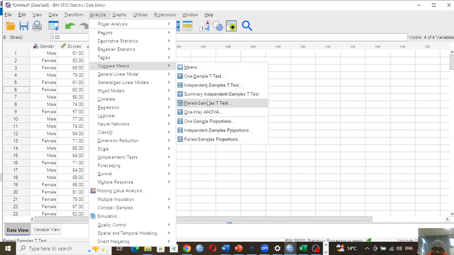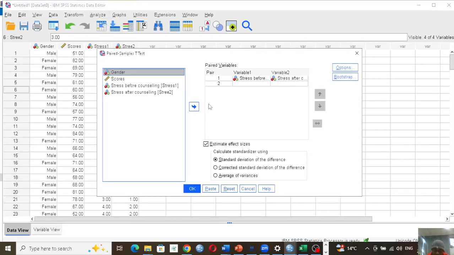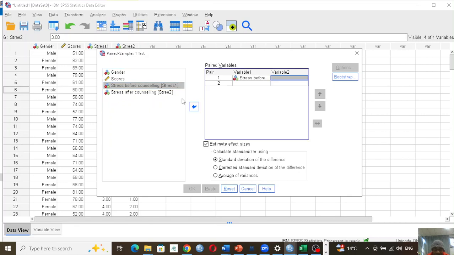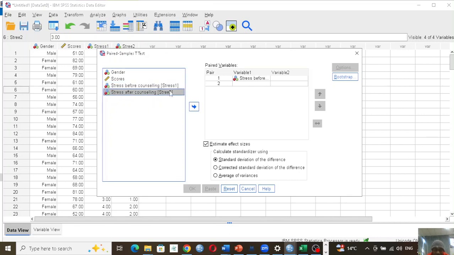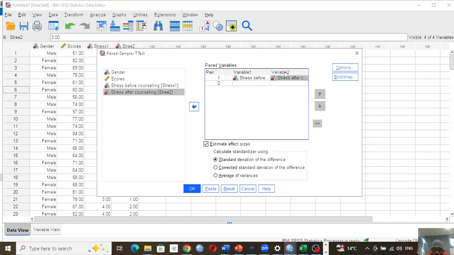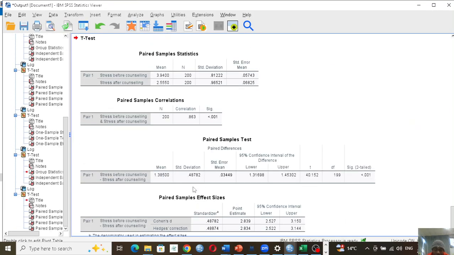Then we come to paired sample t-test. This is variable 1, this is variable 2. Stress before counseling, I call it stress 1. And then stress after counseling, we call it stress 2. That one too will go into variable 2. These are the only things you need to do. And then you say, okay.